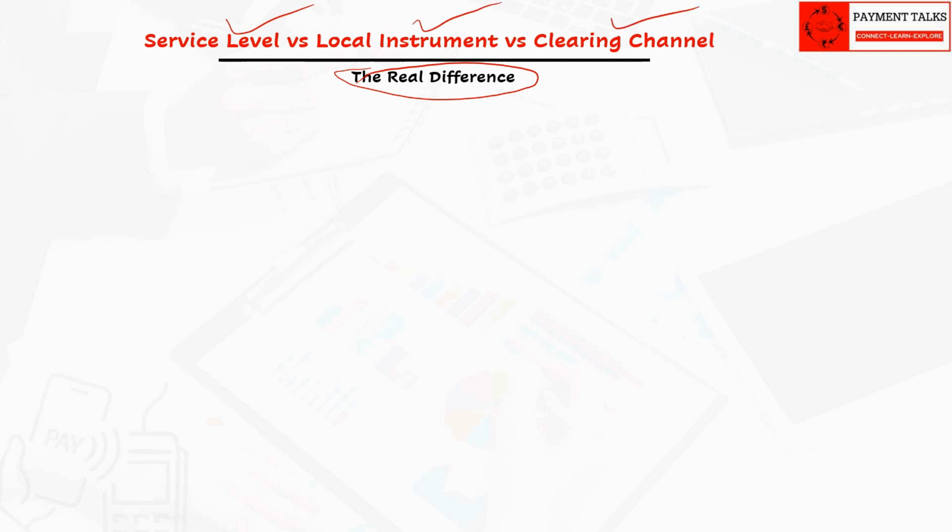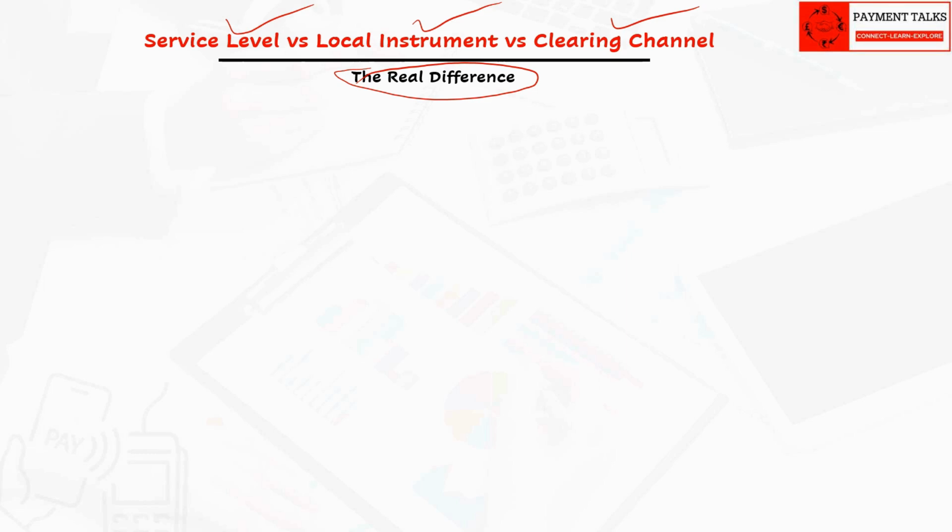I hope by this time you can answer this. But just in case, let's see the real difference. This is one of the most common points of confusion in ISO 20022. The three fields sound similar. They all relate to how a payment is processed, but they operate at completely different layers, and confusing them leads to poor field mapping, incorrect routing and failed scheme compliance.